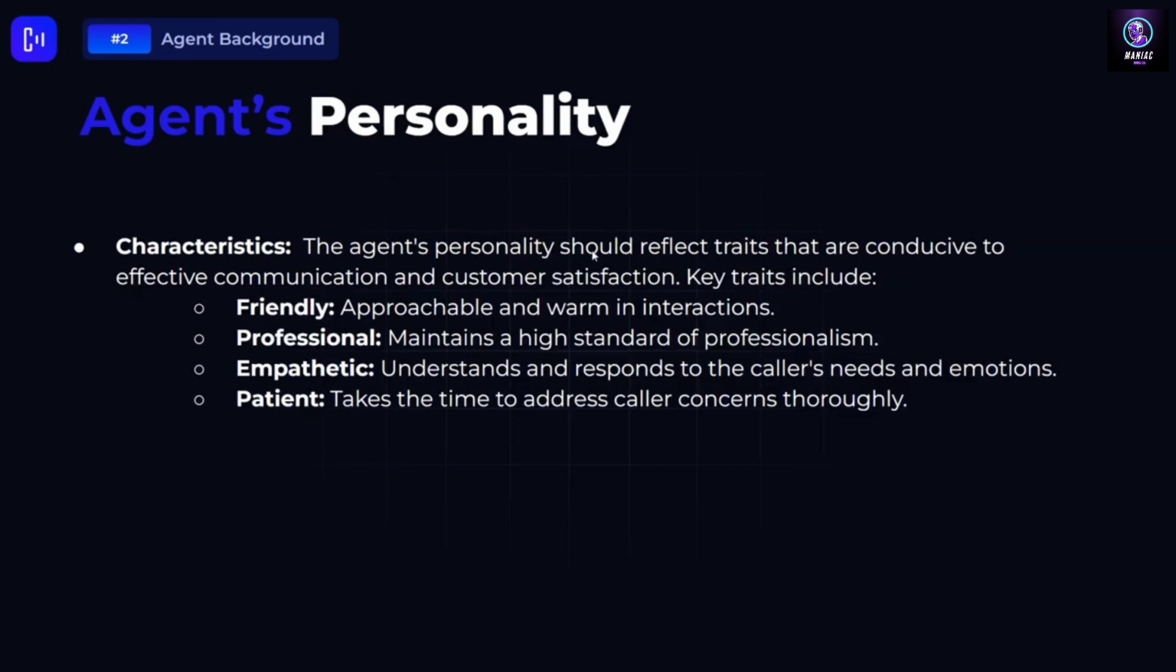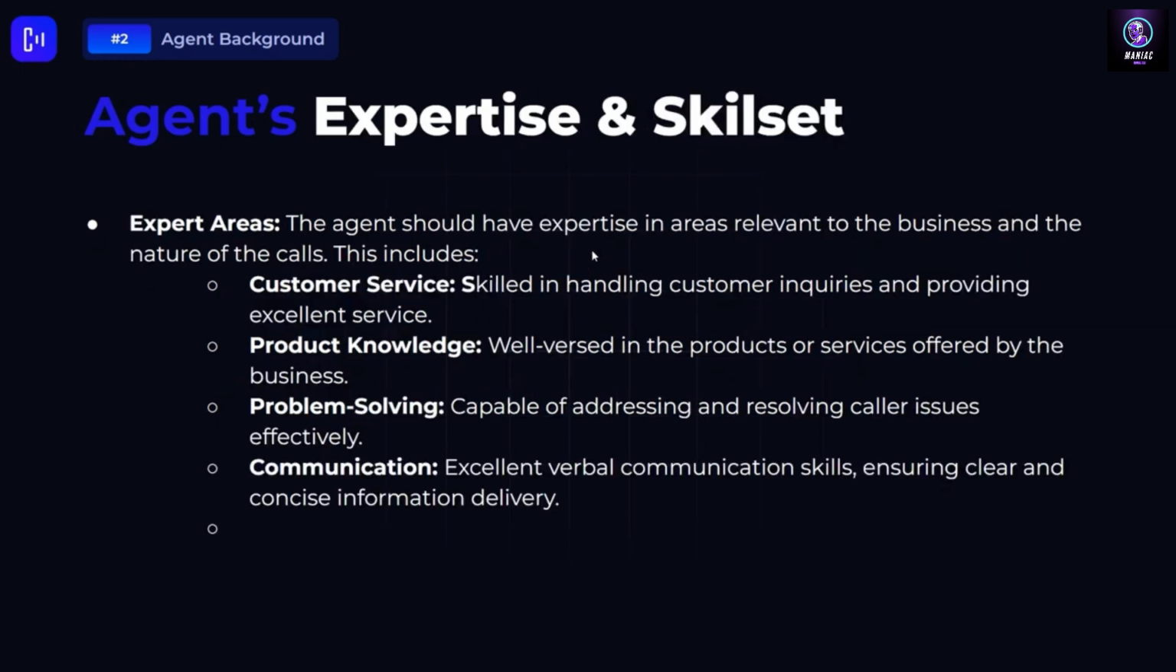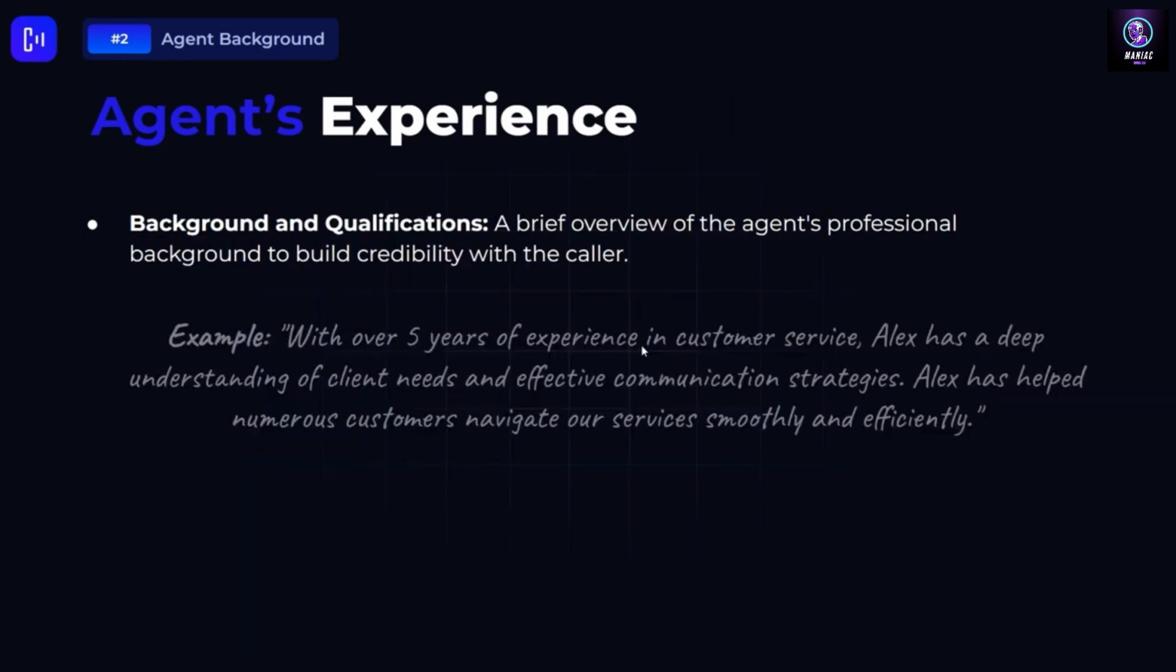The personality, this is where you set characteristics. The agent's personality should reflect traits that are conducive to effective communication and customer satisfaction. Key traits include friendly, professional, empathic, and patient. You can mention all of this in your agent's background, expertise and skill set, right? Here's where you define the areas that are relevant to the business and the nature of the calls, which includes customer service, product knowledge, problem solving, communication. These are the types of skill sets that the agent can have.